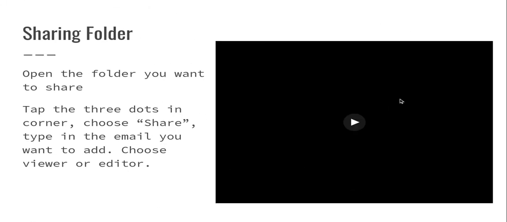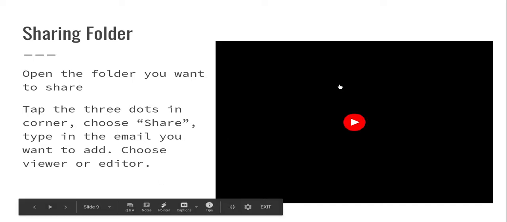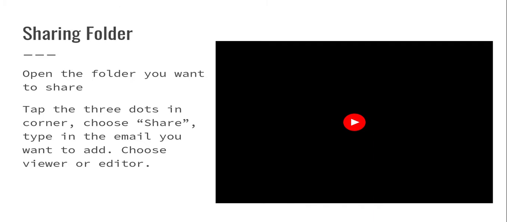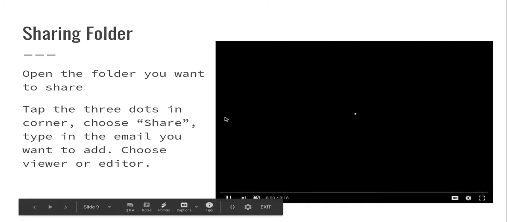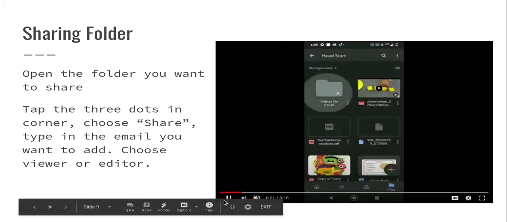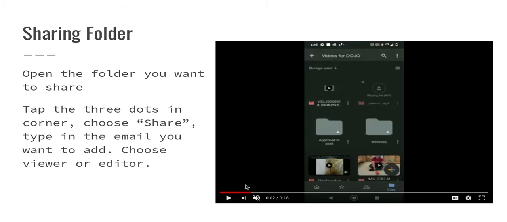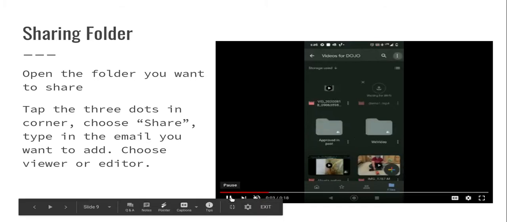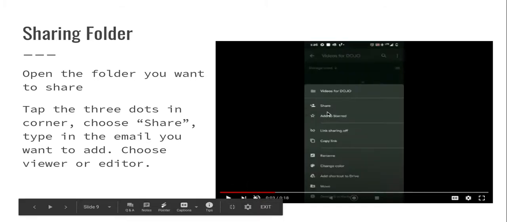Once you've created the folder, you're going to have to share it with your management. So open the folder that you want to share, tap the three dots in the corner, choose share, type in the email you want to add, and then choose viewer or editor. It's a lot of steps, so here's a short little video of me doing it on my phone. Here you can see I've opened up the folder, and then the three dots in the corner right here, and here's what it brings up.